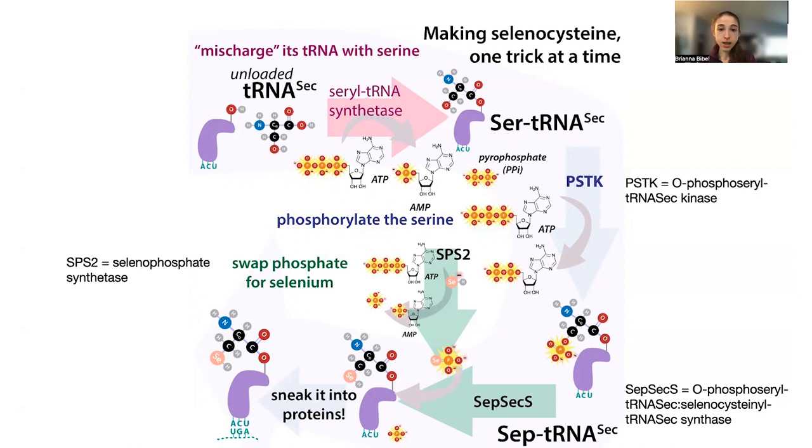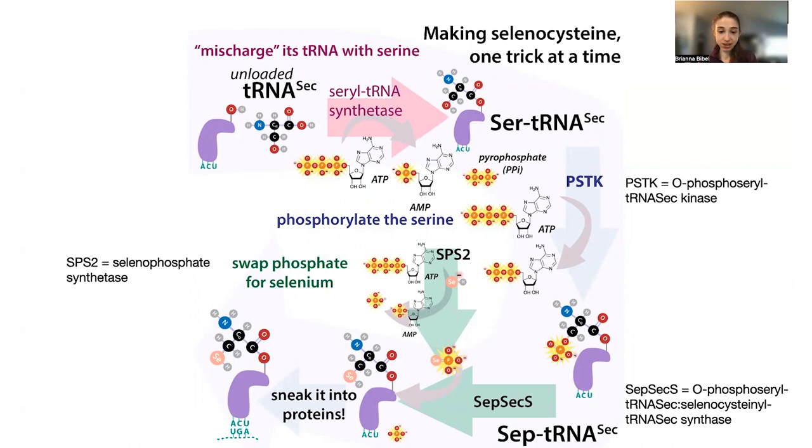Speaking of ATP, you see a lot of ATP in this pathway. We're going to see several ATPs. This is because you have to invest a lot in making this selenocysteine. We've got to really bribe it to make this. Just like we have to bribe the ribosome to put it in, we have to bribe this tRNA machinery in order to get the amino acid modified.